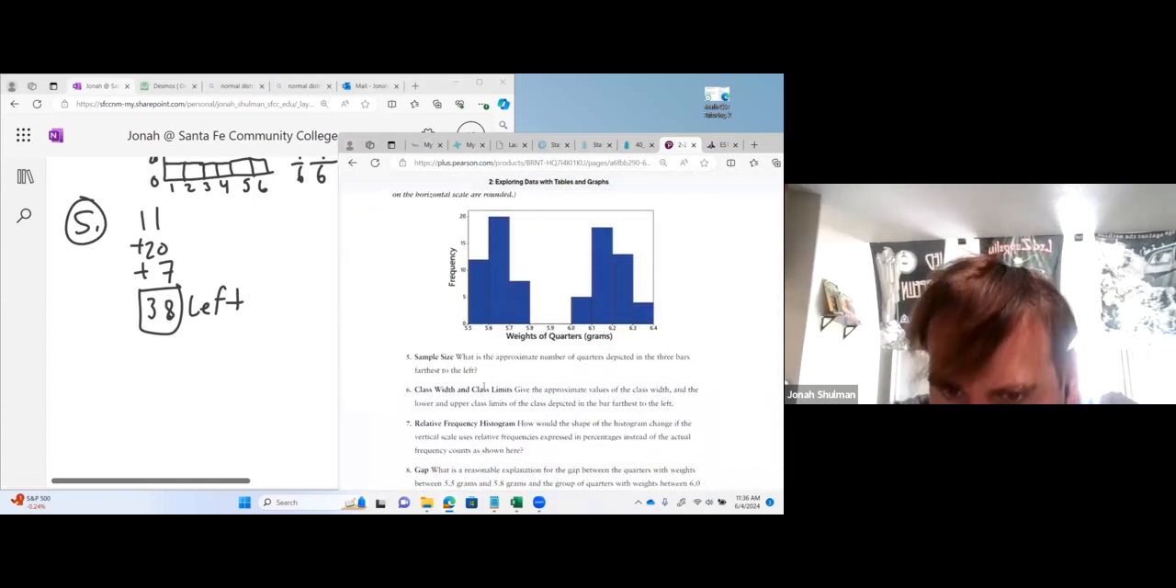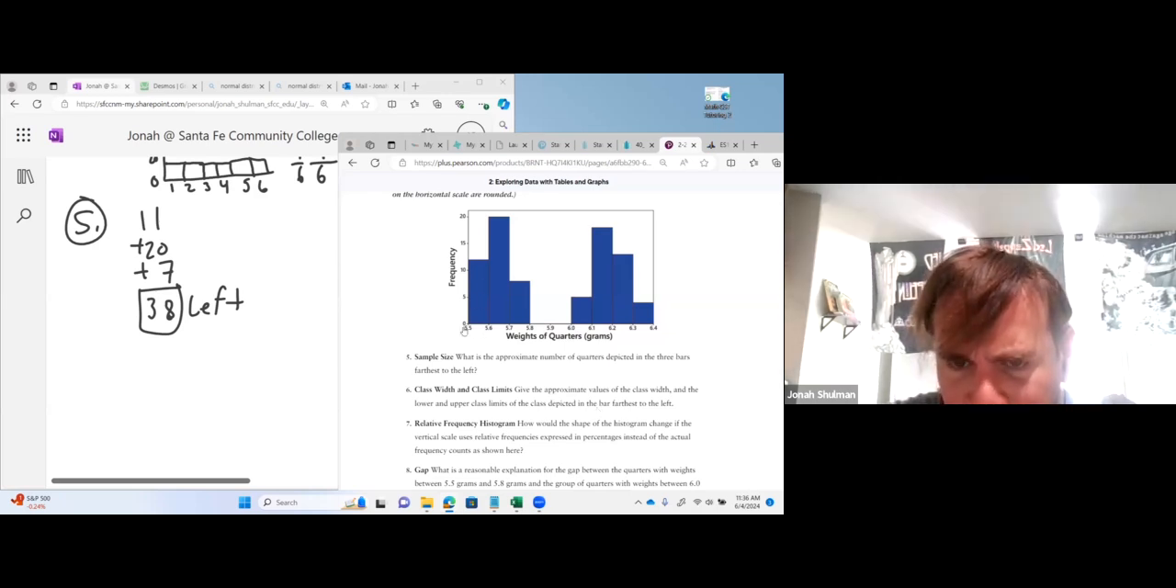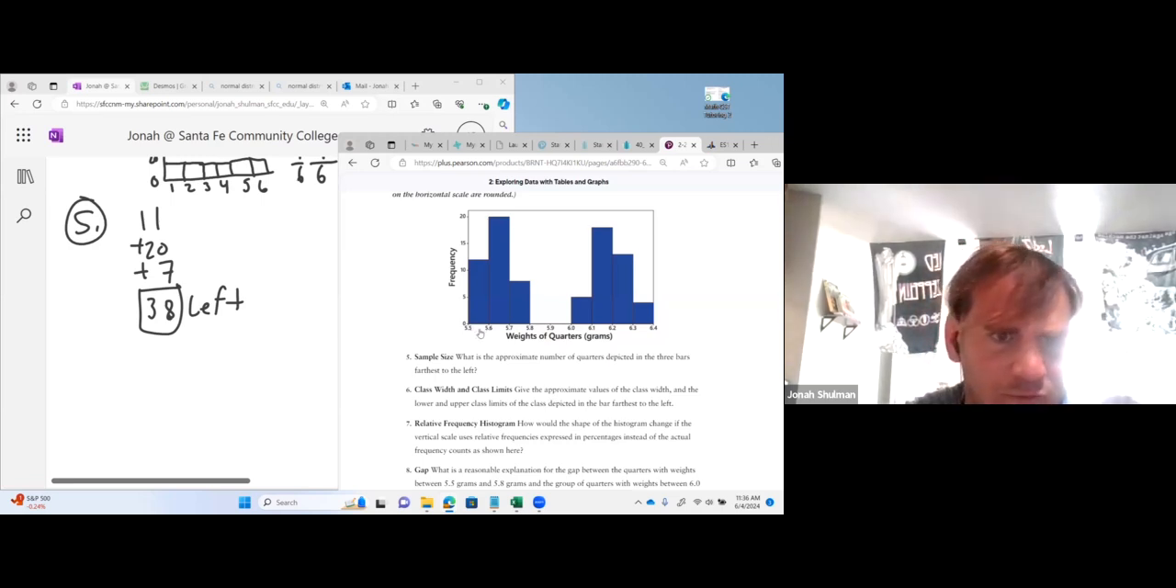All right. 6. Give the approximate values of the class width and the lower and upper limits depicted in the bar farthest to the left. So this is the bar farthest to the left. So the width is, how far is this? So the width is just 0.1. We're just going from 5.5 to 5.6.